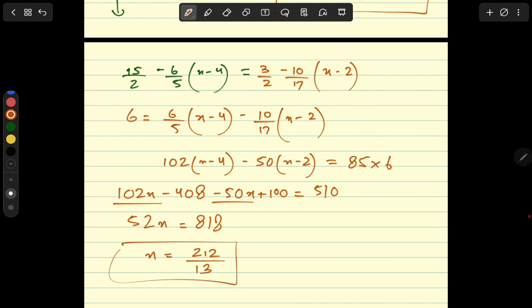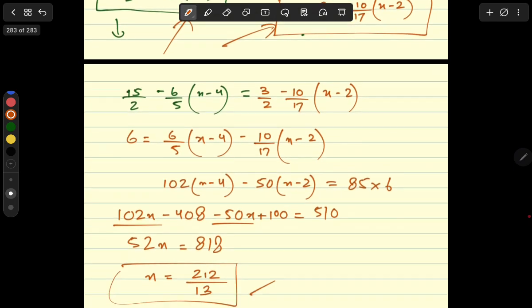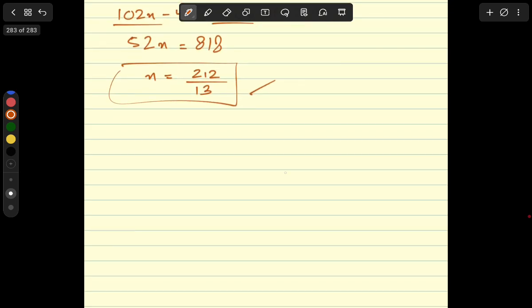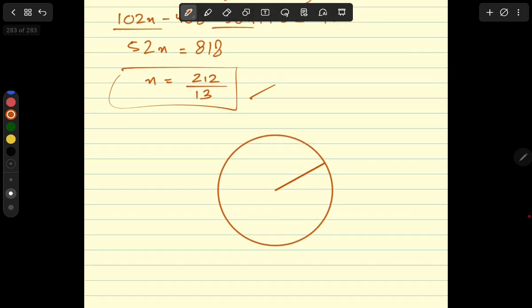So this is how you find the x coordinate of the center, and then using it in either of the perpendicular bisectors, whether you use it here or you use it here, you find the y coordinate of the center of this circle. And then once you have the center of the circle, right, so this is A, this is B, this is the center of the circle.